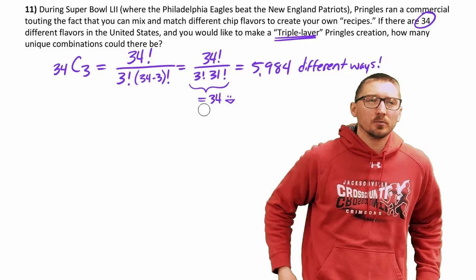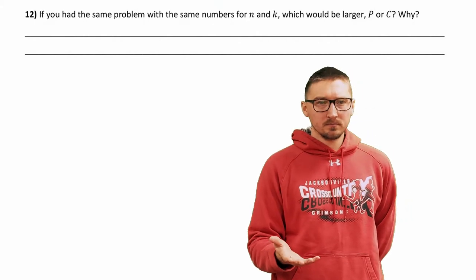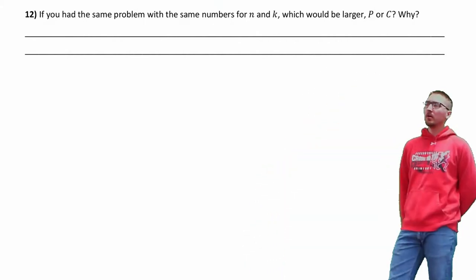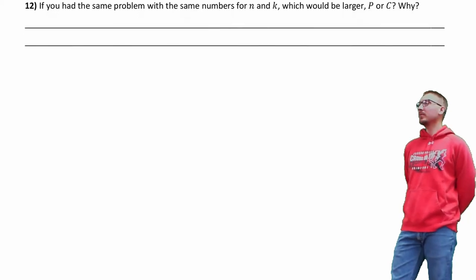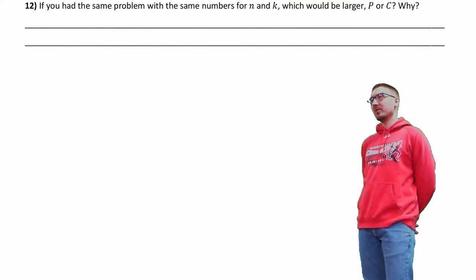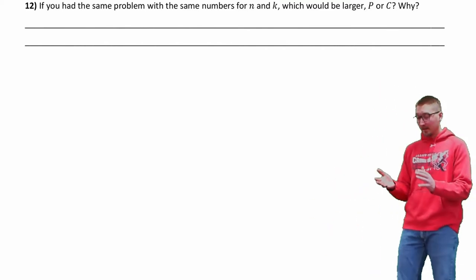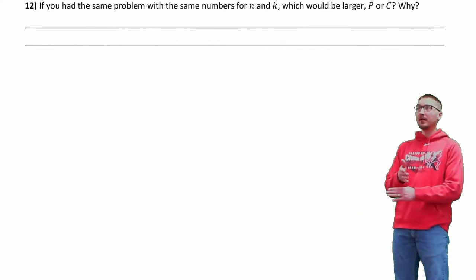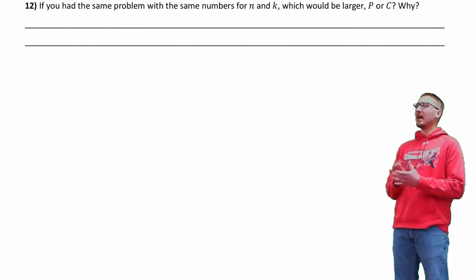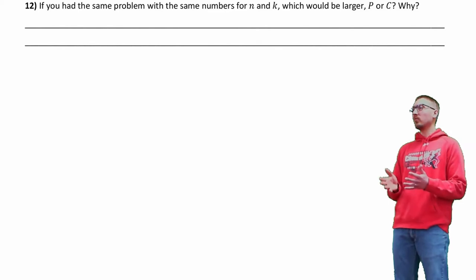Number 12 is a conceptual problem. If we had the same problem using the same N and K values, which would be larger, P or C, permutations or combinations, and why? Permutations are typically going to be larger because if you change the order, like 1, 2, or 2, 1, it creates a new answer. Combinations don't do that. They would say that the outcome is the same since they both have a 1 and a 2.